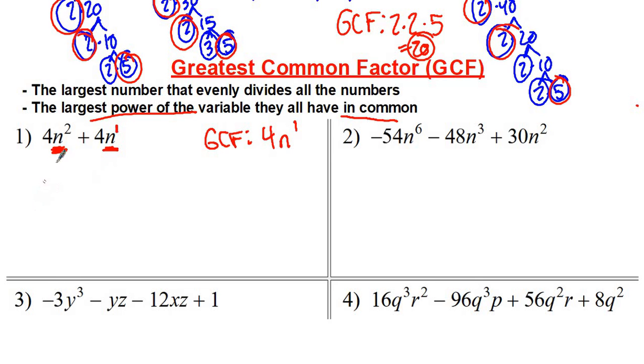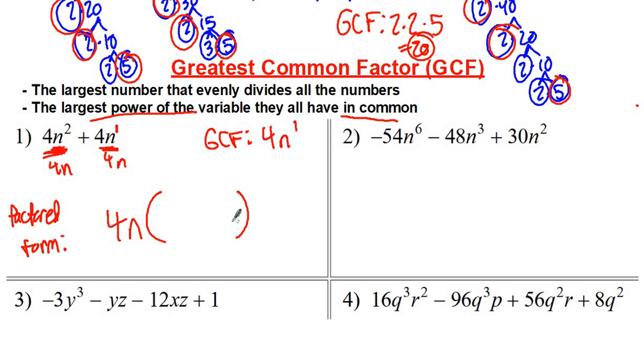So we need to take 4n and basically divide each of these by 4n. And now we're going to write it in something called factored form. So here's how you do that. Here's how you write something in factored form. You take the greatest common factor, which is 4n, we put it out in front of a parentheses. And then to get what's inside the parentheses, we just do each of these divisions. So 4 divided by 4 would be 1. N squared divided by n would just be n.